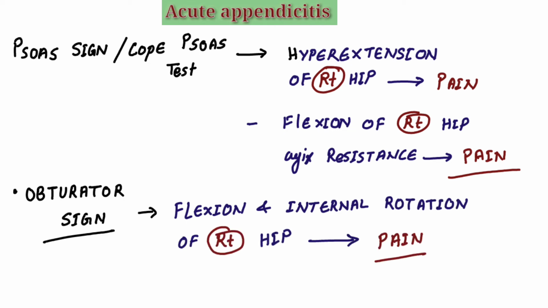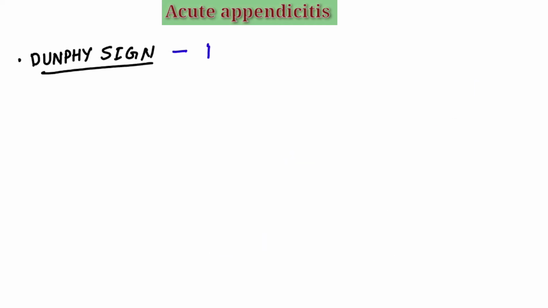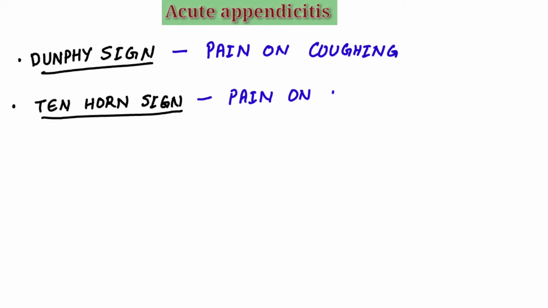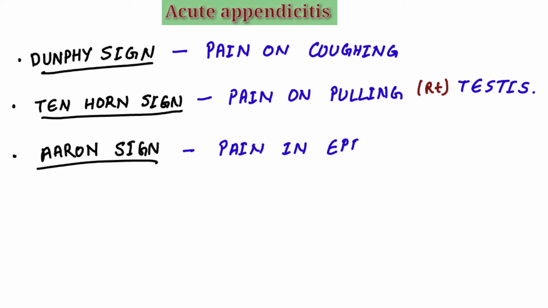Now there are certain non-specific signs which give pain. Like Dunphy sign, pain on coughing. Ten Horn sign, pain on pulling the right testis. Aaron sign, from pressure in the right iliac fossa, pain in the epigastrium.